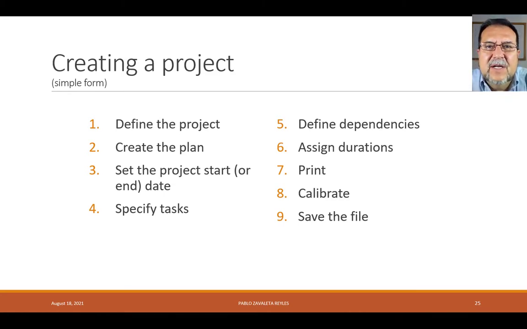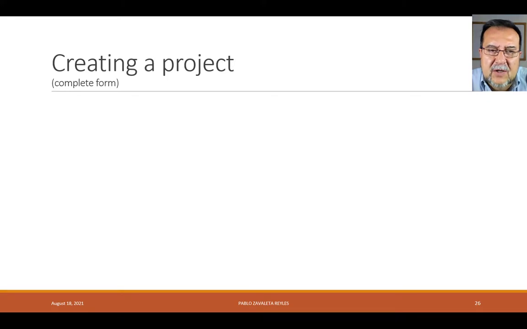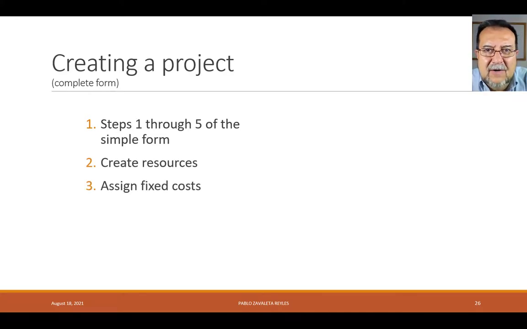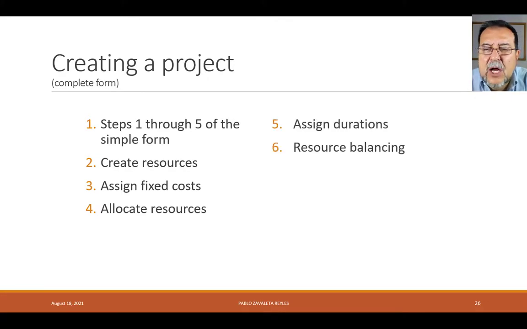If you want to do it in the complete form, you start with steps 1 through 5 of the simple form, and then you create resources, assign fixed costs, allocate those resources, assign the durations, you do the resource balancing, then you print, then you save with a baseline, and then we can start to work.